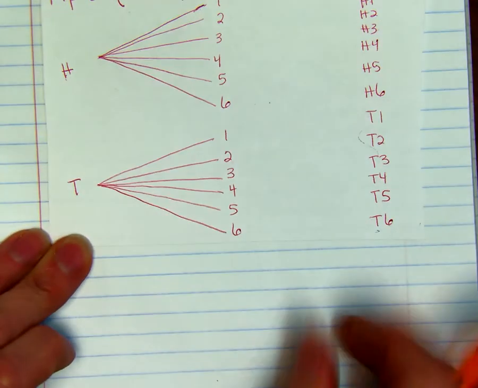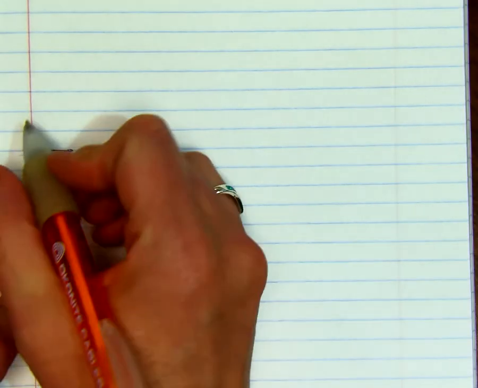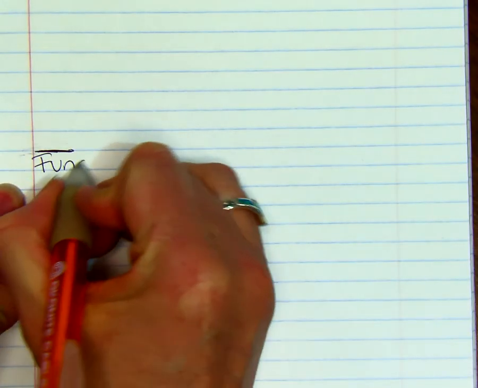So there is a way to find out how many outcomes will be in an experiment. We're going to glue that on at the end. And this is called the fundamental counting principle.